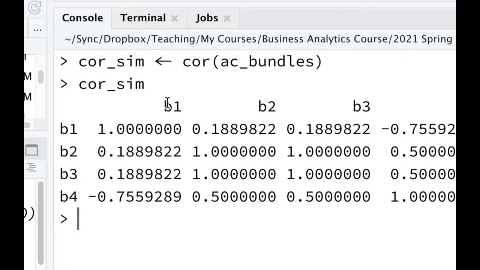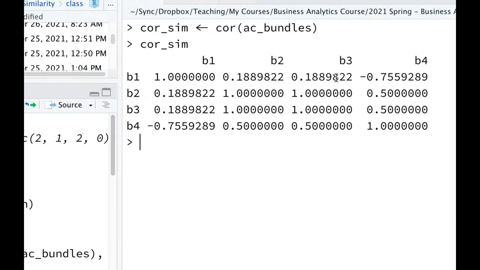All right, this is my correlation matrix. Some things should look similar to the cosine matrix. The diagonals are ones, and B2 and B3 have a correlation of 1. They also had a cosine of 1. B1 and B4 had a very small cosine. Now they actually have a fairly large negative correlation. Okay.